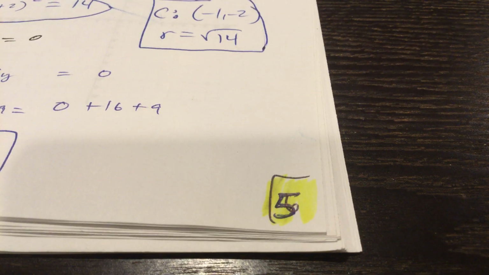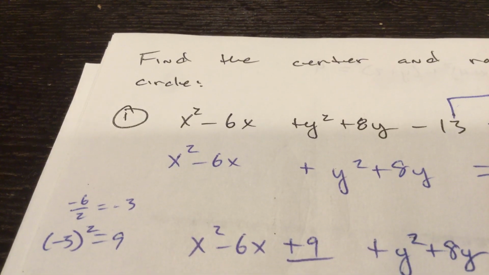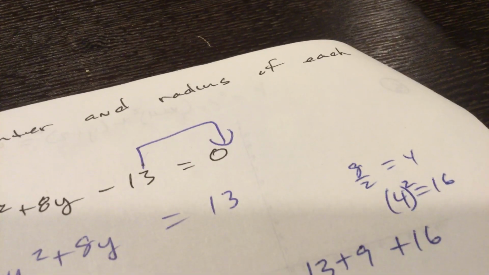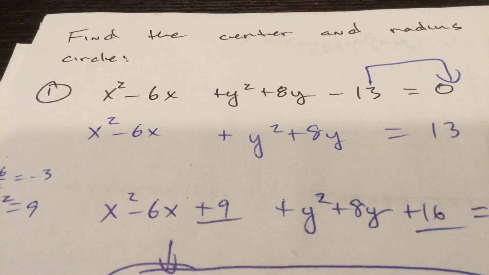Chapter 9 Game Plan, page 5. Write that down. These are definitely pre-calculus worthy. This was the last question, I believe, in the final exam review guide. Find the center and radius of each circle. Write that down. You're going to have to complete the square twice.